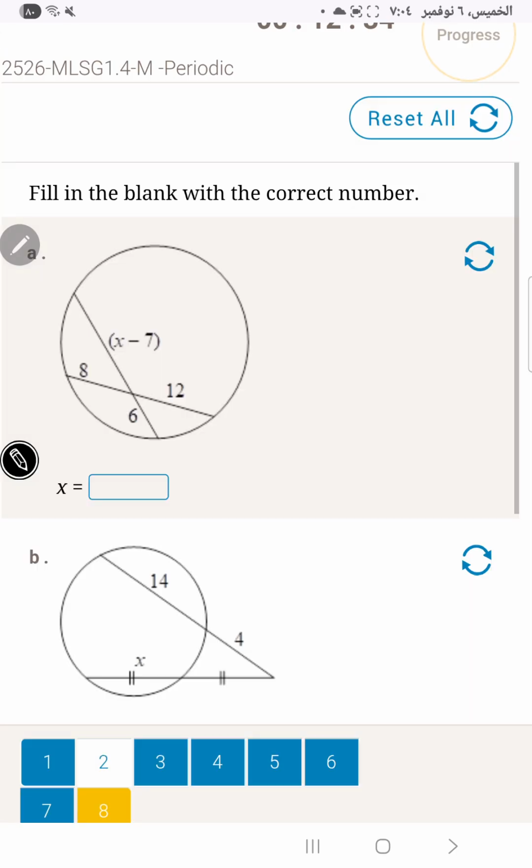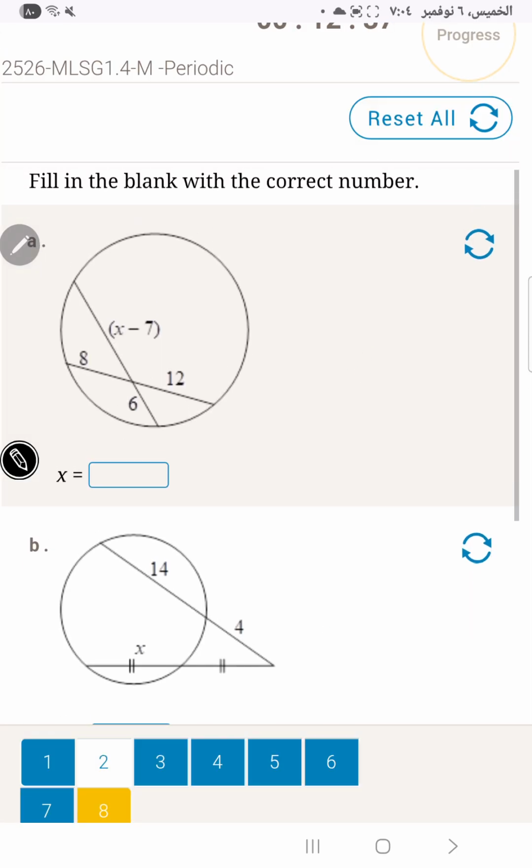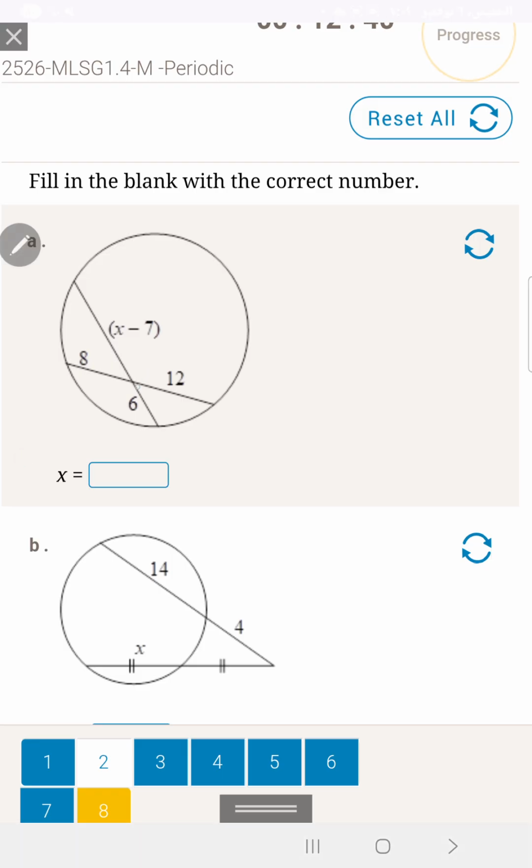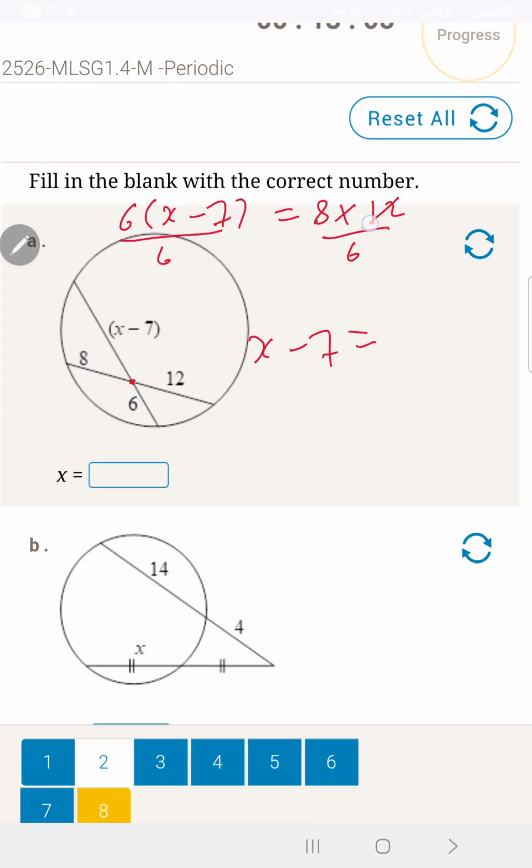Last question now, number 8. Here you have the product of the segments of the chords inside the circle. Two chords intersecting inside the circle. So you can see 6 multiplied by x minus 7 is equal to 8 times 12. Then you divide both sides by 6 here and here. So x minus 7 is equal to 12 and 6 are simplified by 2, that's 16. So here you have 16. Take 7 to the other side, x is equal to 23.